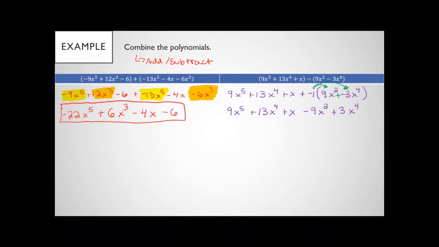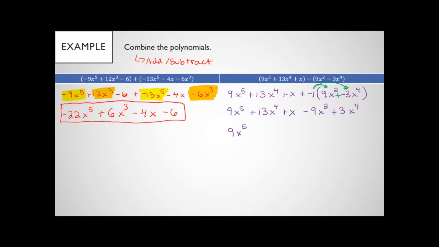Now that all the multiplication is done, you move on to addition and subtraction. So now we're looking for our like terms. Again, just like on the left, I'm going to start at the highest exponent and work my way down. The highest exponent is x to the 5th, and there's only one thing with x to the 5th, which is the 9x to the 5th. So I'm going to just rewrite that.